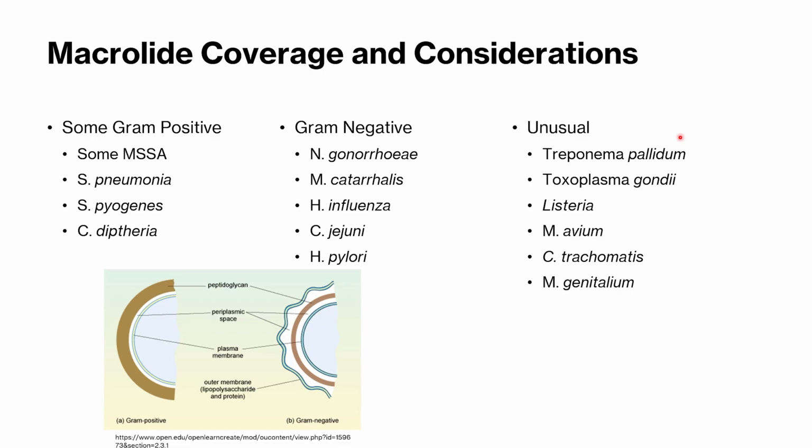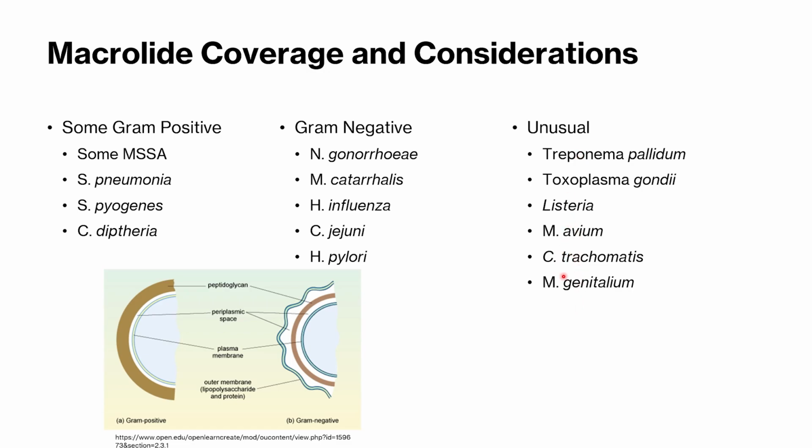Coverage and considerations. It's fairly broad. It's got some gram positives: some MSSA, strep pneumo, strep pyogenes. It's got gram negative coverage in gonorrhea, MCAT, H flu, jejuni, pylori. And then it covers some unusual or atypical bugs. There's the Treponema pallidum, which is the syphilis bug from the start of the lecture. Toxoplasma gondii, Listeria, M. avium, C.